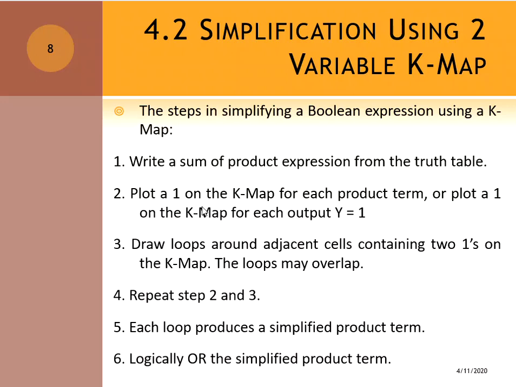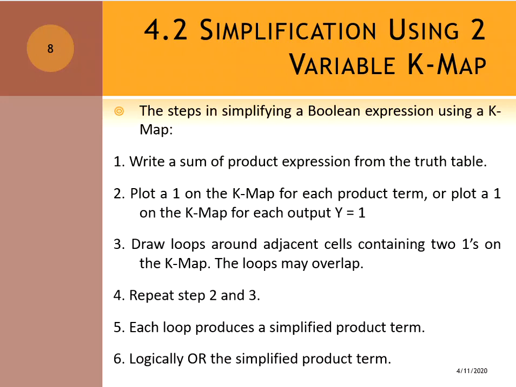Third, draw loops around adjacent cells containing two ones on the K-map. The loops may overlap. Fourth, repeat steps 2 and 3. Fifth, each loop produces a simplified product term. Sixth, logically OR the simplified product terms. To make it clear, I will explain based on questions.